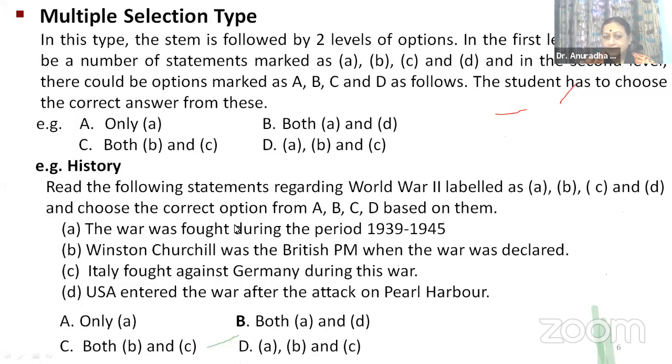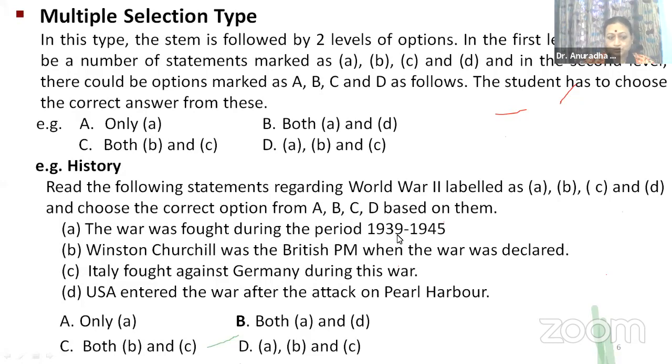Now, all these are statements regarding World War II. Small a, the war was fought during the period 1939 to 45. Small b, Winston Churchill was the British Prime Minister when the war was declared. Small c, Italy fought against Germany during this war. And small d, USA entered the war after the attack on Pearl Harbor. Now, what is it that you are going to ask the student to do? He will look at each of these statements and then check, is this right or wrong? The war was fought during the period 39 to 45.